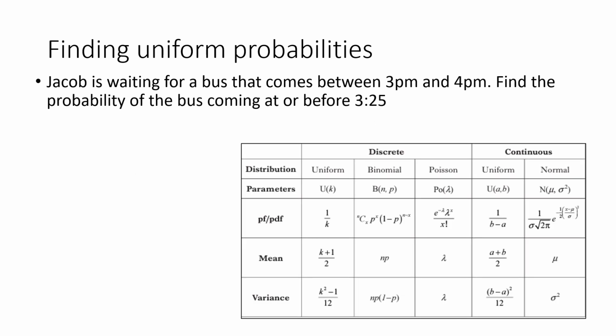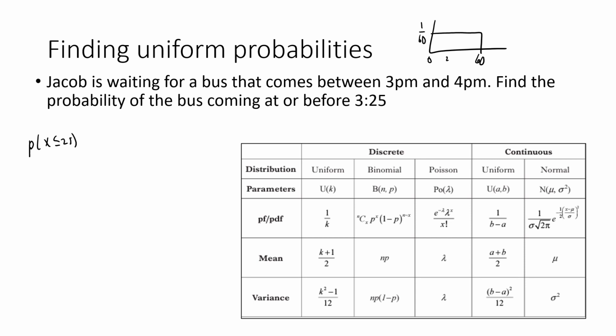Now let's try a similar style question, but we are using time now, so we have to be a bit careful here. Jacob is waiting for a bus that comes between 3 p.m. and 4 p.m. Find the probability of the bus coming at or before 3:25. How I like to tackle this is, instead of 3 p.m. and 4 p.m., I'll use 0 minutes waited and 60 minutes waited. The difference between that is 1 over 60. That means I'm trying to find the probability of x being less than or equal to 25.